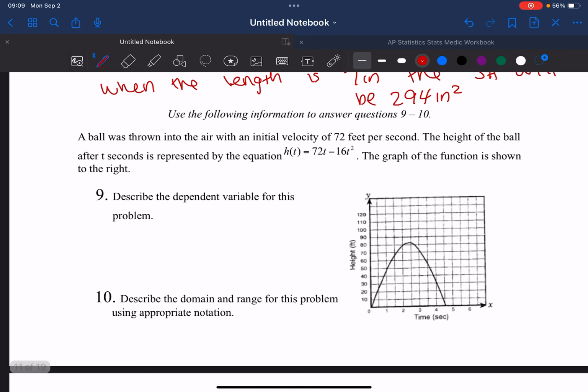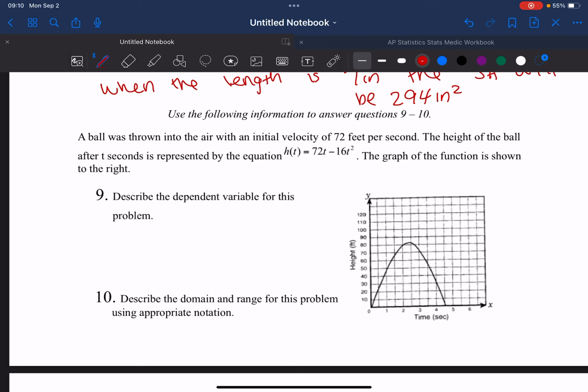Okay, last problem here. We have a ball thrown into the air with an initial velocity of 72 feet per second. The height of the ball after t seconds is represented by the equation h of t is equal to 72t minus 16t squared. The graph of the function is shown to the right.